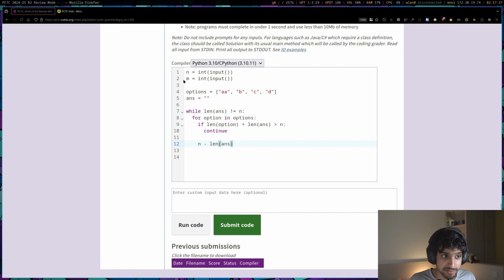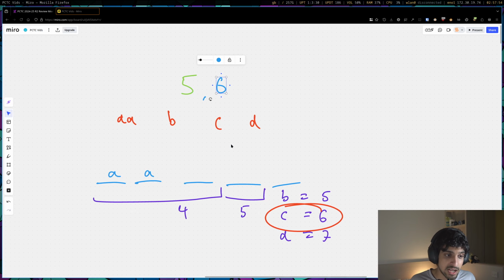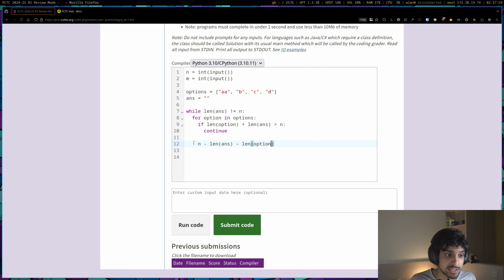But we also have the length of options to consider. So we should say if n is our goal, and len answer is how many characters we have successfully completed, we also need to now minus off the length of the option, and this will give us essentially 3 in this example. It will give us all of the remaining characters we have left. And what we want to do with this, we essentially want to calculate how many options exist.